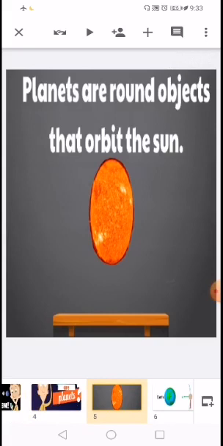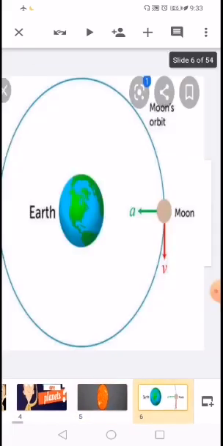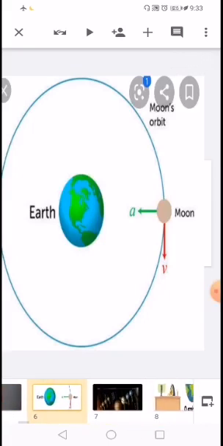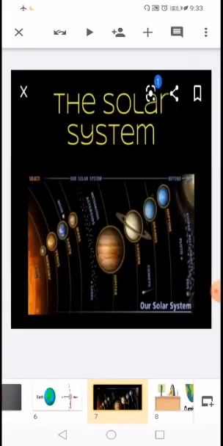Our earth is a planet. So all 8 planets travel around the sun. The sun and everything that orbits around it is called the solar system. The sun is the biggest object in our solar system.